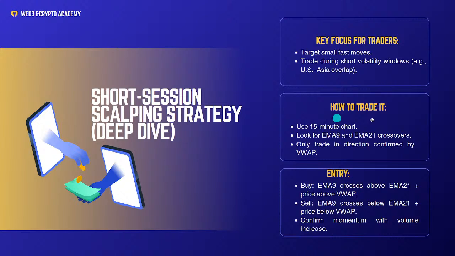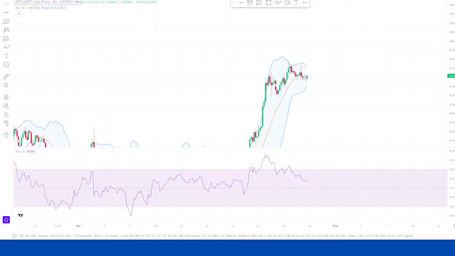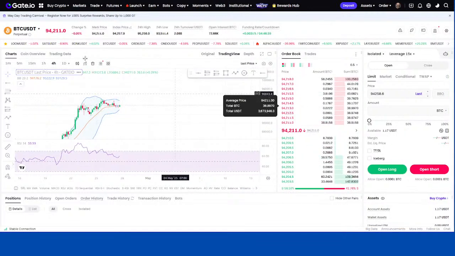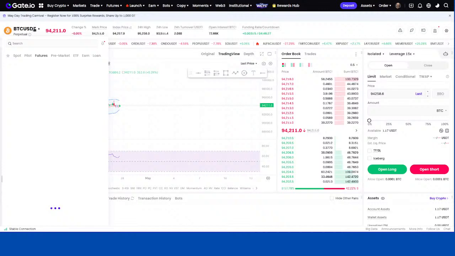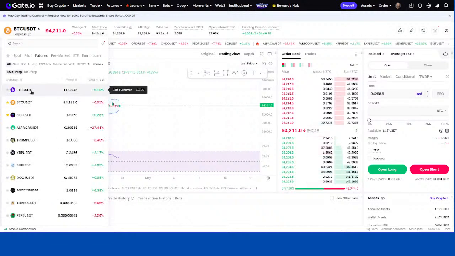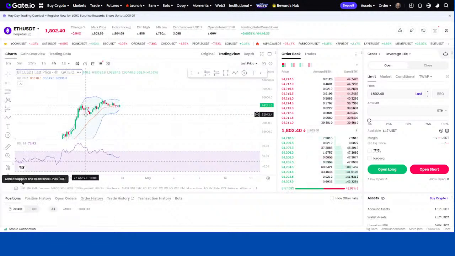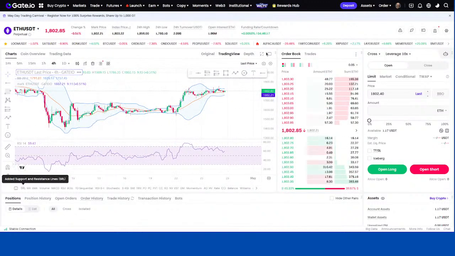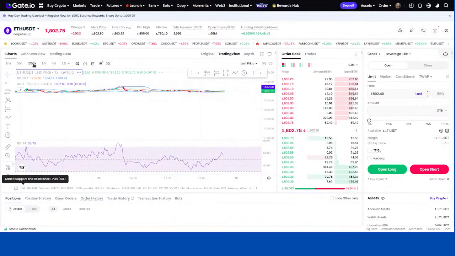How to trade it? You need to use the 15-minute chart. Remember, for the previous strategy we used the 4-hour chart. Now for this one, we have to use the 15-minute chart. And remember, we are focusing on major cryptocurrencies. I'm using Bitcoin, but you can select any coin. We have Bitcoin, we have Ethereum. So this time let's use Ethereum. We are using 15 minutes, so we select the 15-minute time frame.